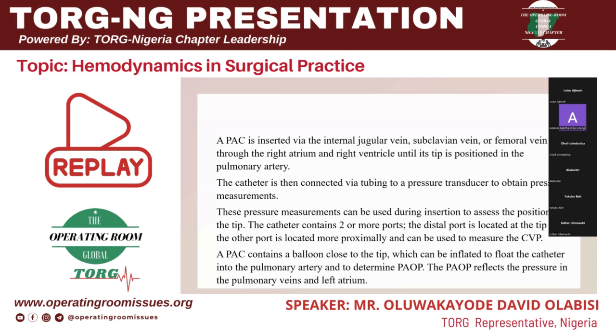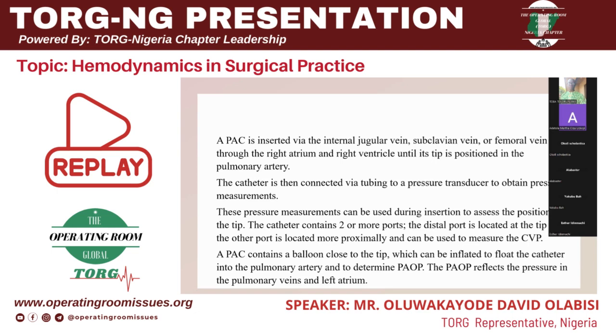The catheter is inserted through the internal jugular vein, subclavian vein, or femoral vein through the right atrium and the right ventricle until its tip is positioned in the pulmonary artery. The catheter is then connected via tubing to a pressure transducer to obtain pressure measurement. This pressure measurement can be used during insertion to assess the position of the tip. The catheter contains 2 or more ports. The distal port is located at the tip, and the other port is located more proximally and can be used to measure central venous pressure.